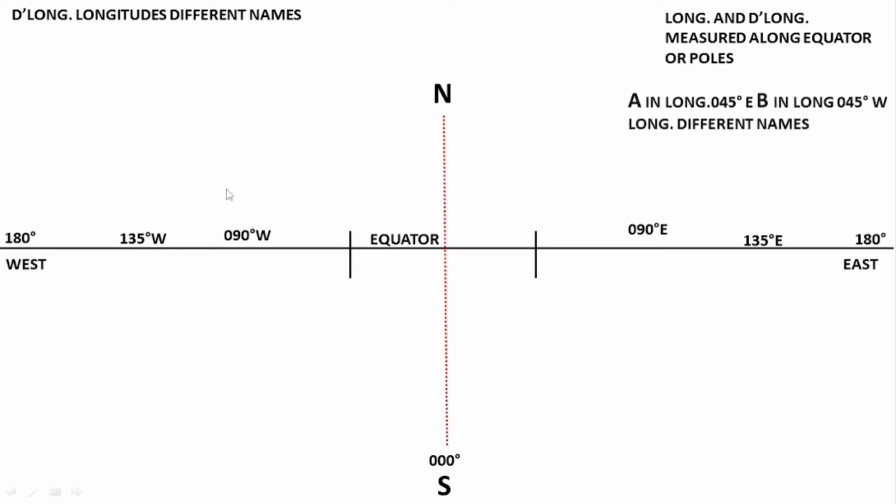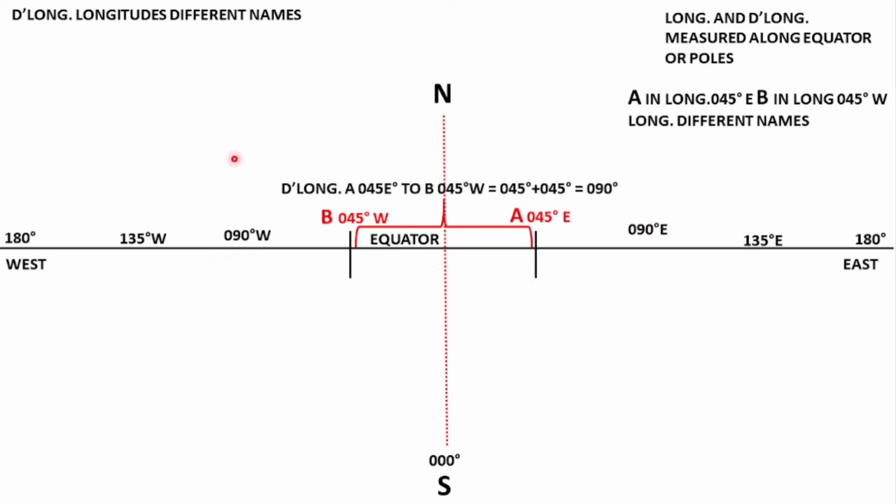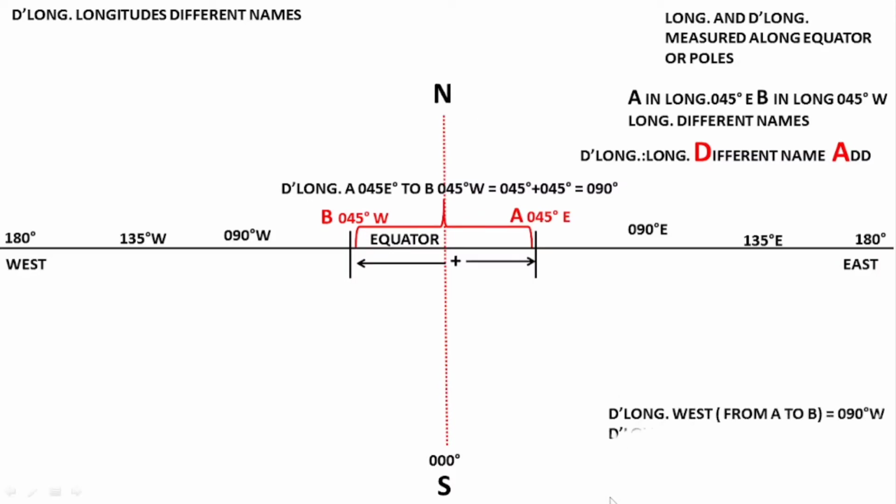Now another example here for different names of longitudes. Let's have one longitude as 45 degrees east, another 45 degrees west. And the D.LONG is added. As you can see, you're crossing 0. So it has to be added because you start from 45, come to 0, and then again proceed 45. So you add. Different names, or alternate names, as I've been telling you, alternate names you add. And the name of the D.LONG depends on from and to.